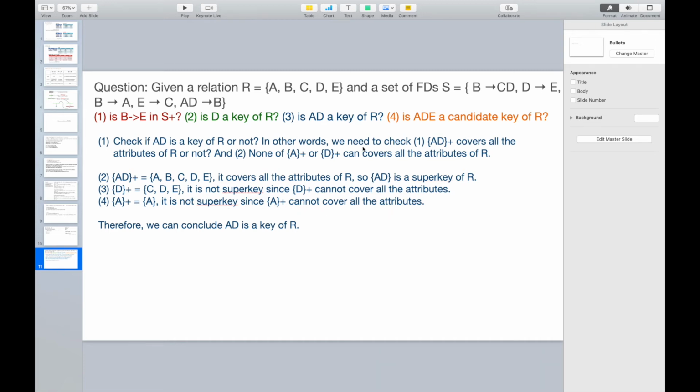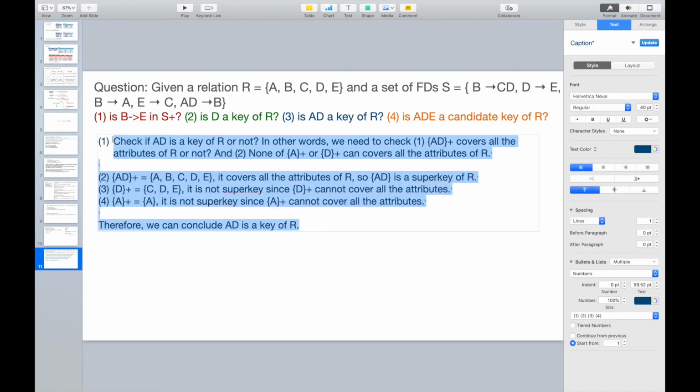According to the definition of key, AD is a super key, and now its subset cannot be a key. Therefore, we can conclude AD is a key for the relation, right? So this is the answer to problem 3. I hope you can follow me. And let's do the last problem together. Is ADE a candidate key of the relation or not?